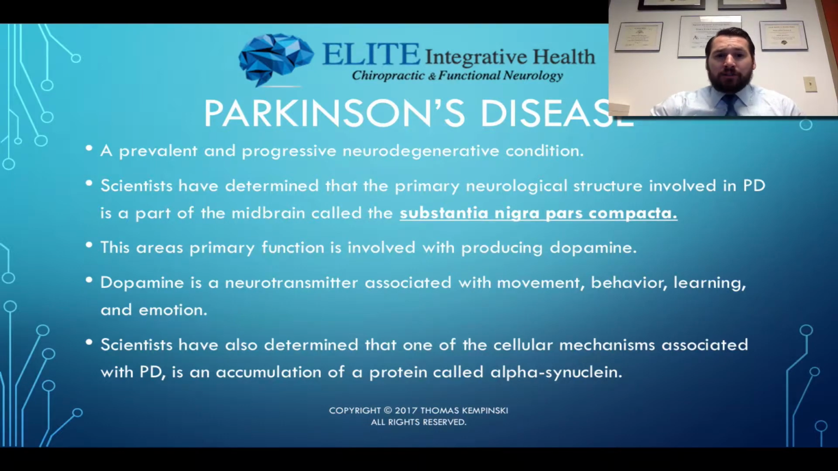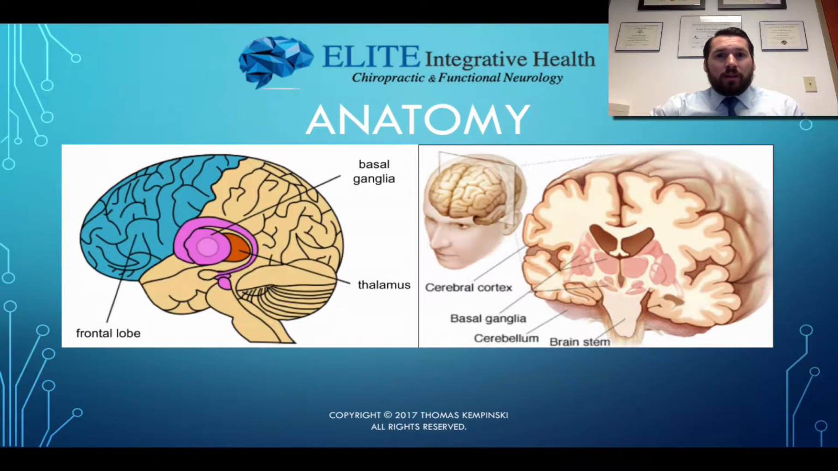More recently, scientists have determined the actual cellular mechanisms involved in Parkinson's disease, which is the accumulation of a protein called alpha-synuclein. So when we look at the anatomy here, you can see the picture on the left of the screen is a profile or side view of the human brain. You can see the frontal lobe involved, and where the blue stops and the tan begins, that's where the parietal lobe is. The occipital lobe is in the back of the brain. You have the temporal lobe, as well as the cerebellum and the brainstem. And right there in the middle, where it's purple and red, you have your thalamus and your basal ganglia. And this is an important structure involved with Parkinson's disease.